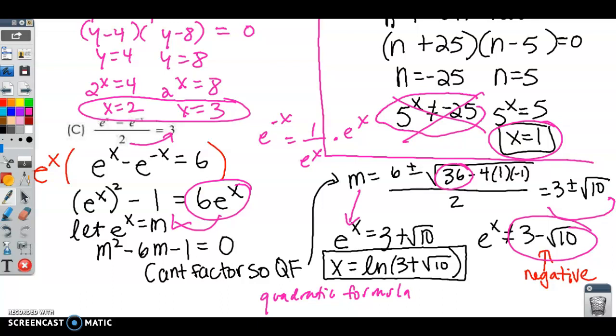However, my last step here, since I'm solving for x, I need to rewrite this exponential term as a logarithm. So if I rewrite this as a logarithmic function, log base e, so it's natural log, natural log of 3 plus root 10 equals x. I've got it isolated and we're done. And that's your answer. I mean, you can leave it just like that.